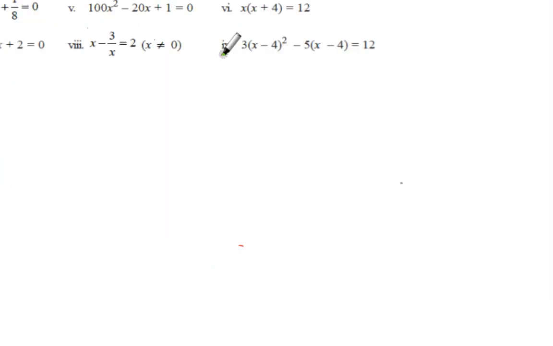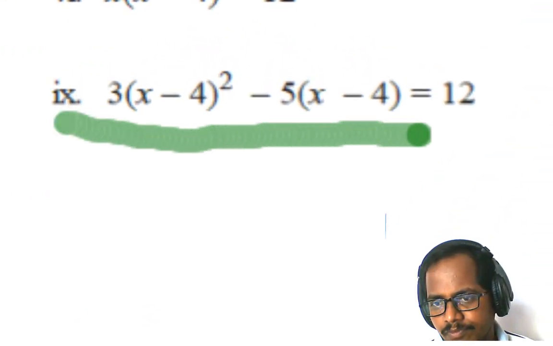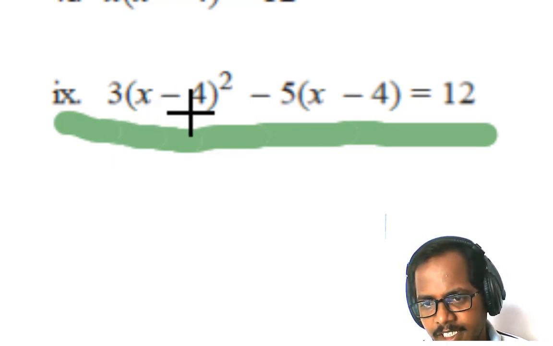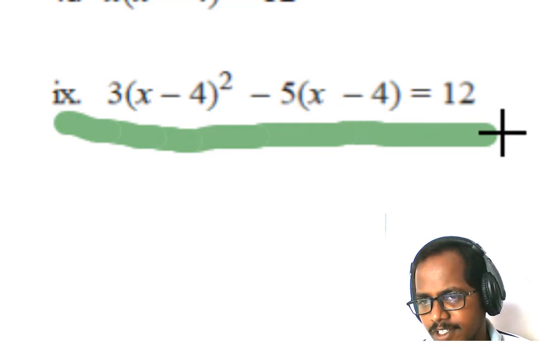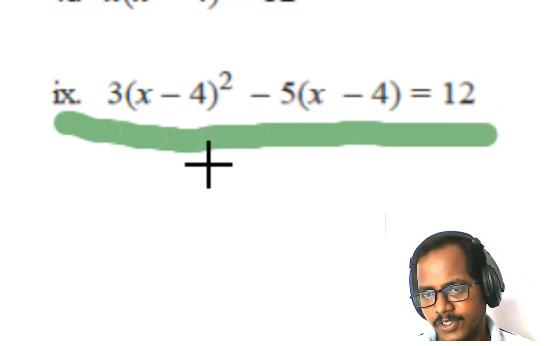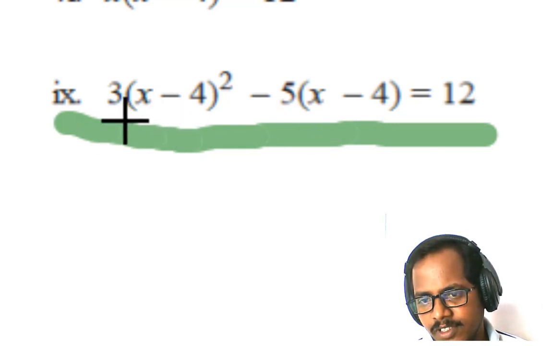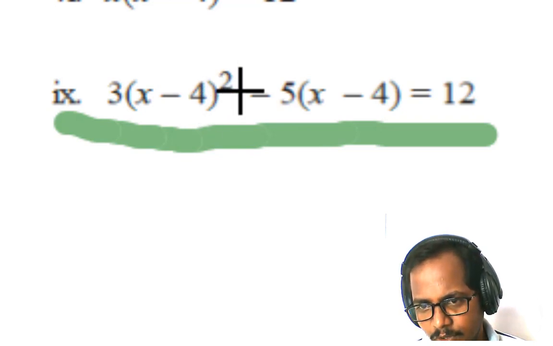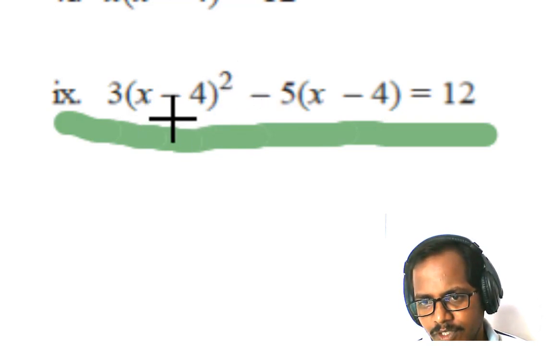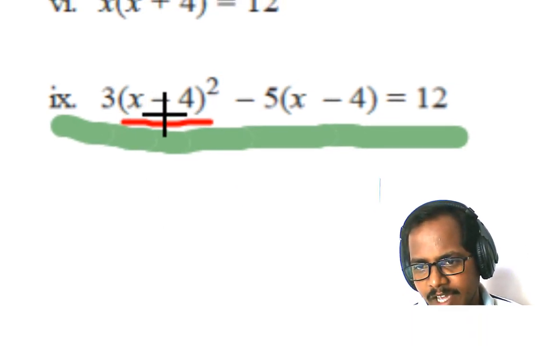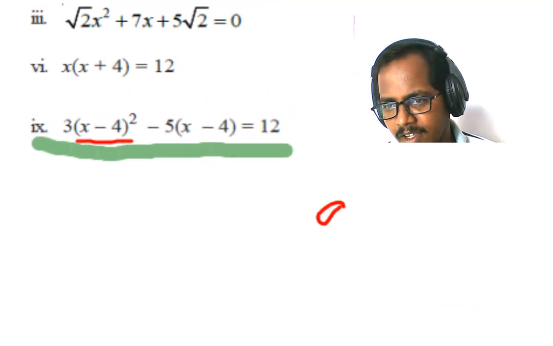Now let us see the 9th problem. So the 9th problem is given as 3 into x minus 4 whole square minus 5 into x minus 4 equals to 12. So here if you observe this equation, in the first term we have 3 into x minus 4 whole square, and this x minus 4 whole square looks like the form of a minus b whole square.